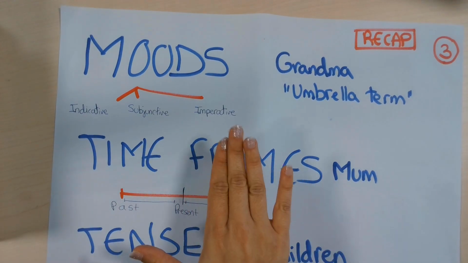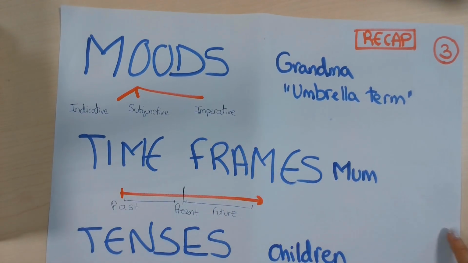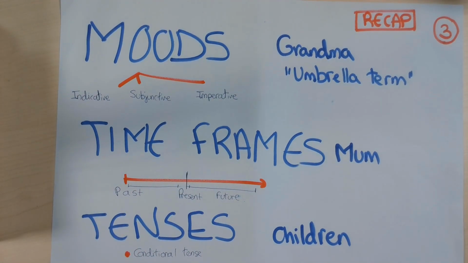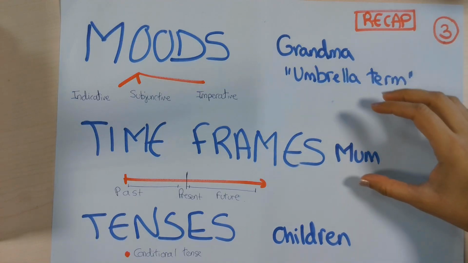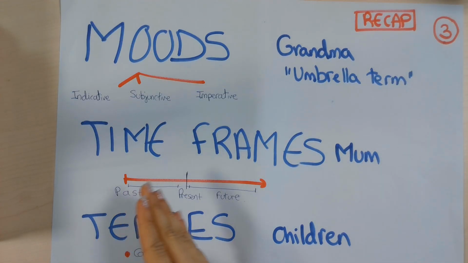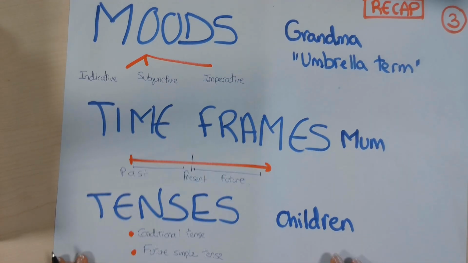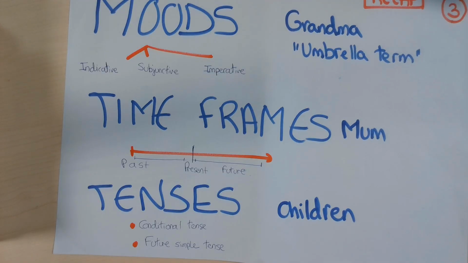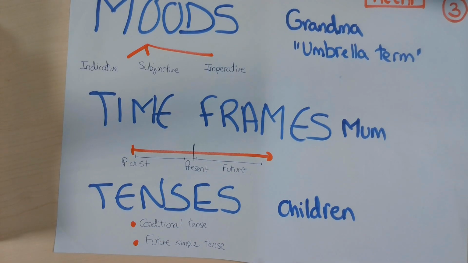So again, quick recap, a bit more visual. We're going to be talking about 3 moods: indicative, subjunctive, imperative. It would be the umbrella term to include all of the tenses and all of the time frames. So that would be like your grammar. Then that would be the mum, the time frames, past, present, and future. And then the children would be like the variety of tenses that we could have. So you could have a future simple, you could have the conditional, you could have the preterite, you could have the perfect, you could have the pluperfect, you could have anything in there.